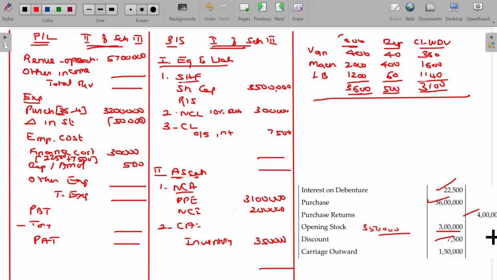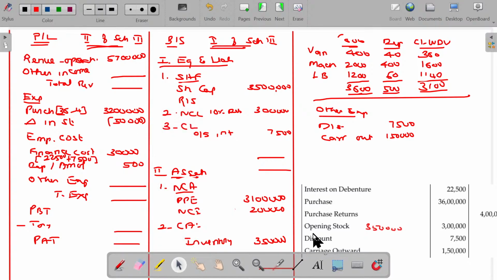And discount 7,500. Maybe the other expenses like... Under that we have the discount value being 7,500. Carriage outward. Carriage outward can be added as part of the purchase cost itself, or you can show it separately. The value being 1,50,000. Clear?